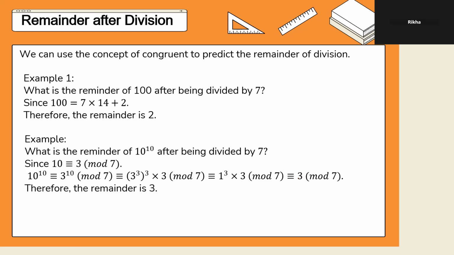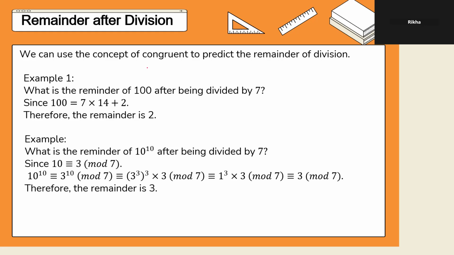Okay. Now, this is the application. There are so many applications for congruence. One of them is to predict the remainder of division. So what is the remainder of 100 after being divided by 7?